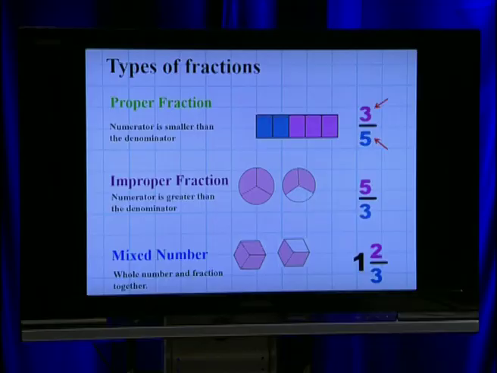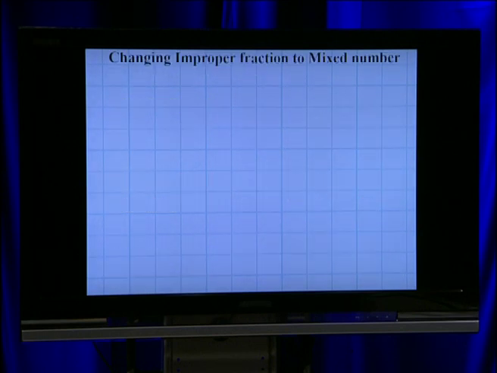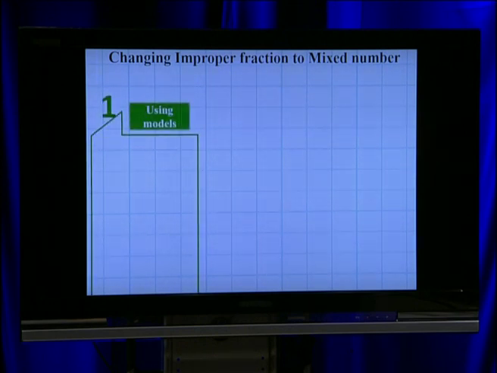That is why we are going to learn the next part of this lesson now. Changing improper fractions to a mixed number. For that, let us take an example of an improper fraction, 11/4. Now there are different ways to convert an improper fraction to a mixed number. So let us look at some of the ways. And here is the first way, which would be by using models.